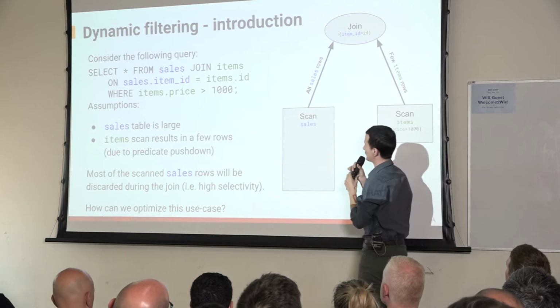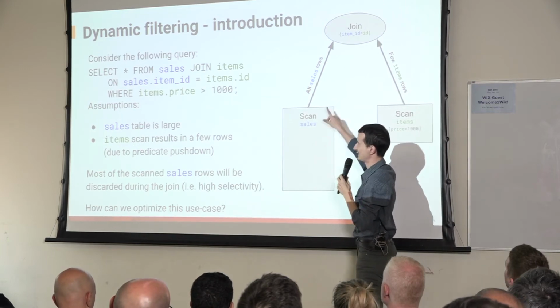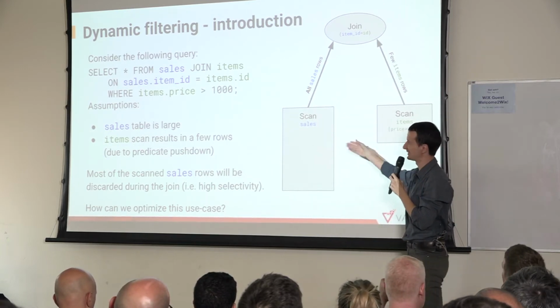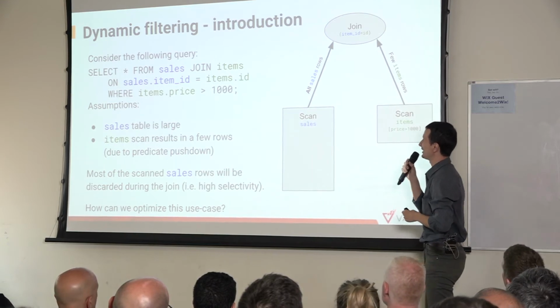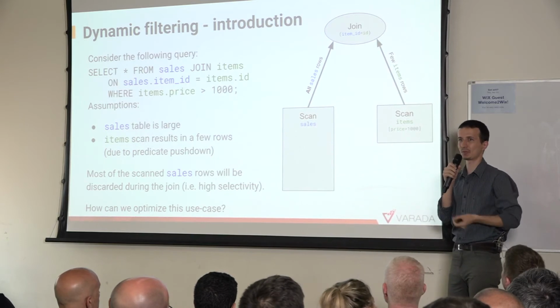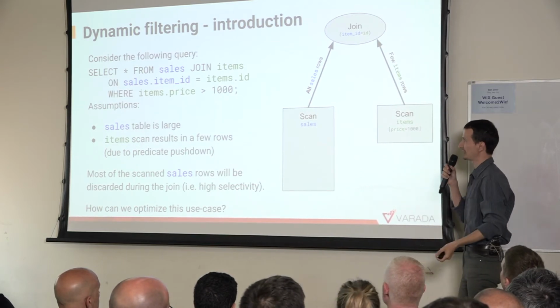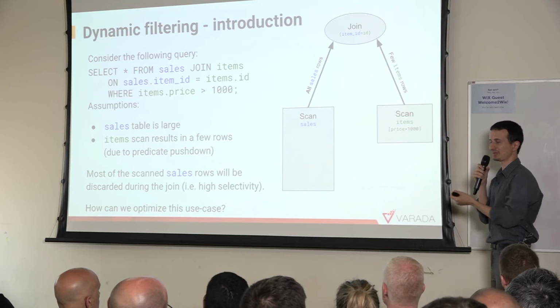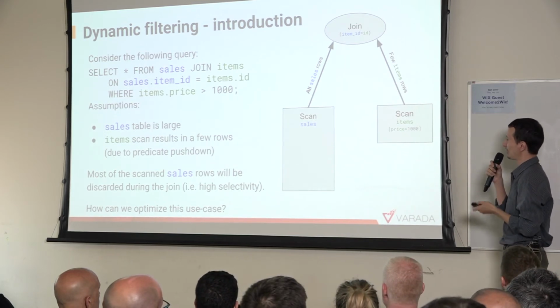But then Presto will need to scan the whole left-hand side table. And if it is large, and usually it is very large, it will read the whole of it. And probably most of the rows won't be relevant for the join and will be dropped. So it is very inefficient to do it that way. So what can we do?